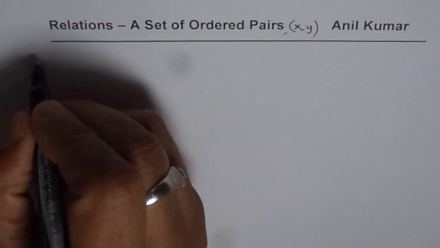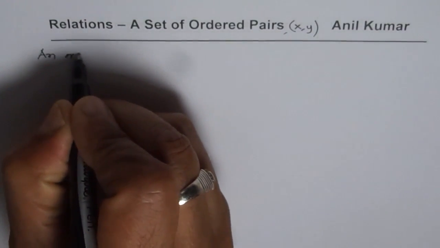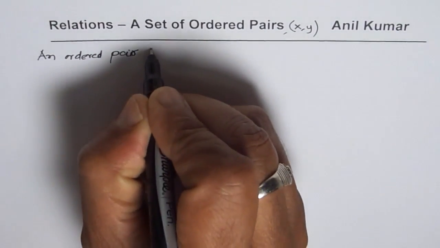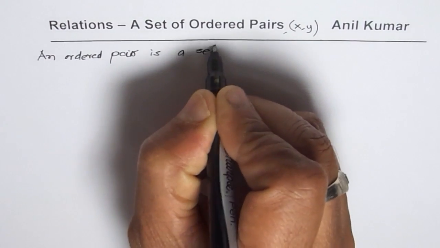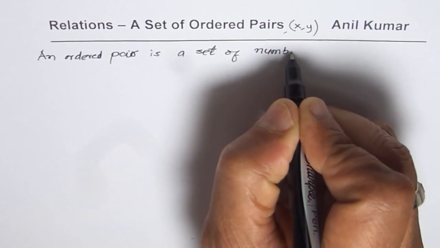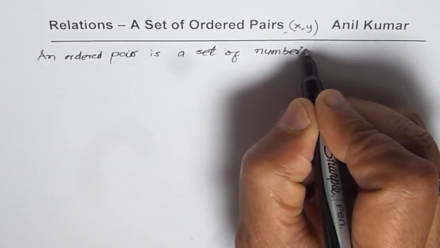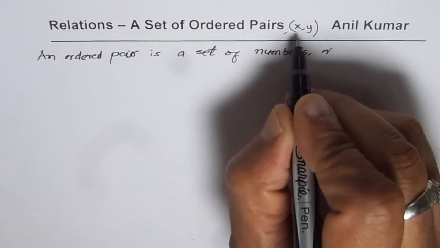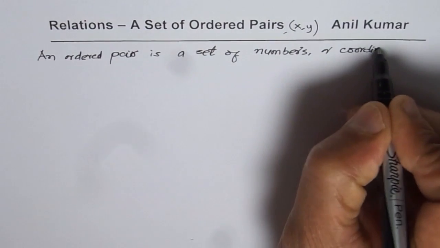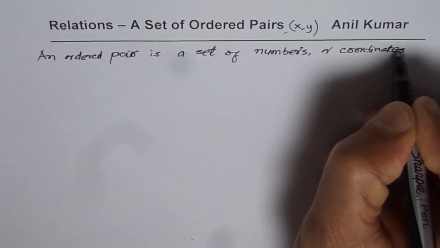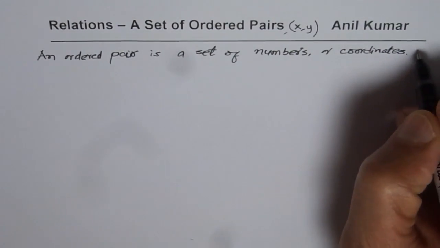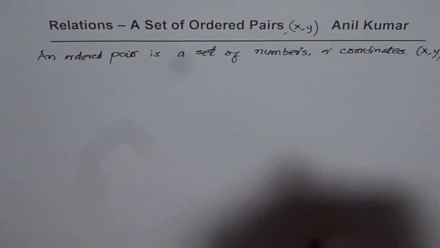So let me write it down. What we say is an ordered pair is a set of numbers, or you can say coordinates. These are x and y coordinates, right? And they are written as x comma y.